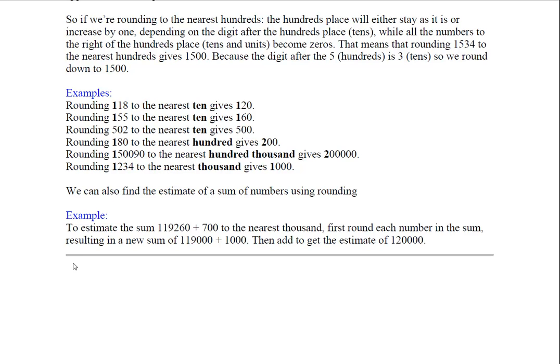150,900 to the nearest 100,000. First thing we do is find out where the 100,000 place is. Where's the 100,000th place here? Ones, tens, hundreds, thousands, 10,000s, 100,000s. So this 1 is the one that's either going to stay 1 or change to 2, since the number after it is 5 or bigger, so it changes to 2. Okay, simple. Let's go and do the next point.